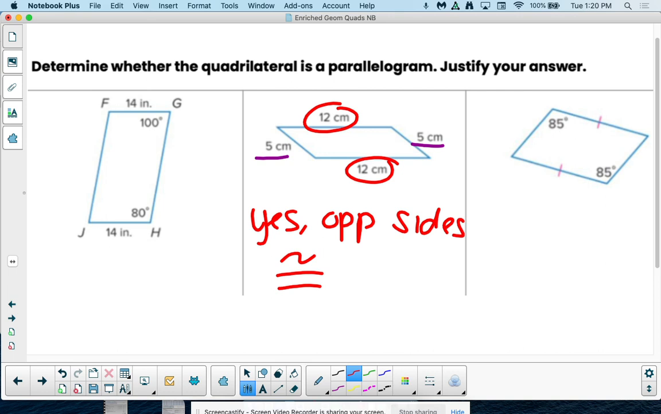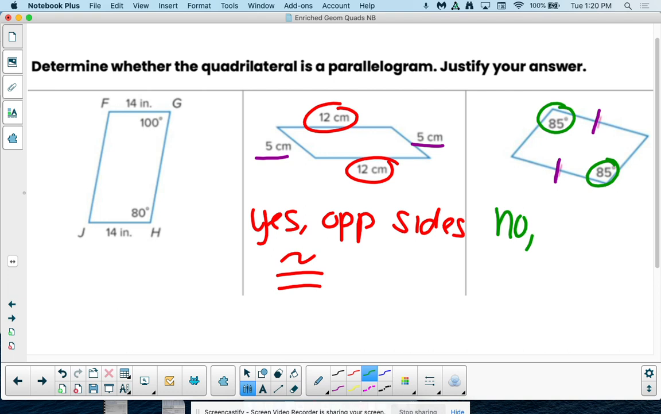Okay, the next one. I would say it looks like a parallelogram, right? But is it? Not enough info. Why is it not enough info? Because it doesn't have the side lengths. Though it has tick marks, so I have one pair of opposite sides congruent. Is that enough? No. Have to have both, so that doesn't work. But what about these two angles? Those are the same. But we don't have the other two, right? You'd have to have both pairs. Okay, so this one's going to be a no.